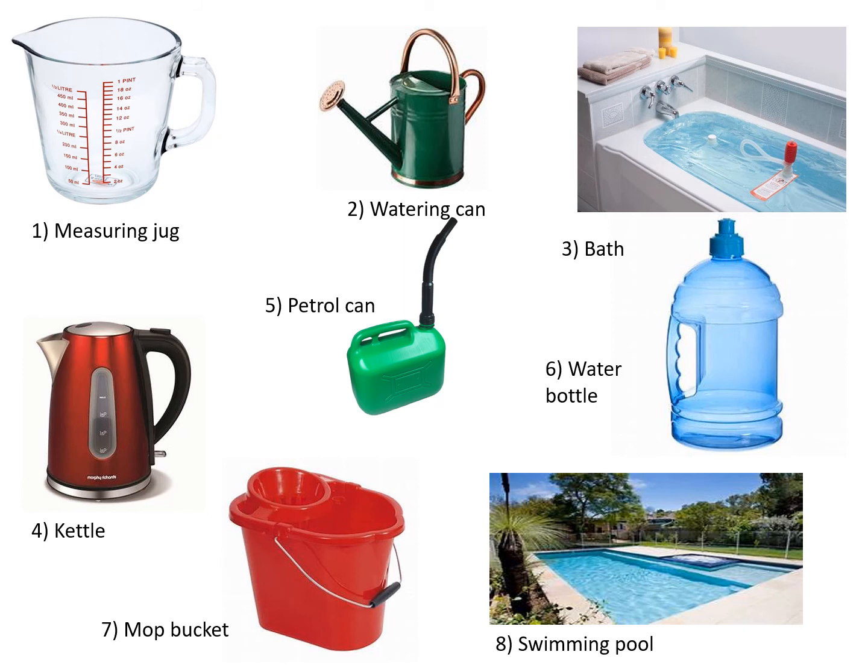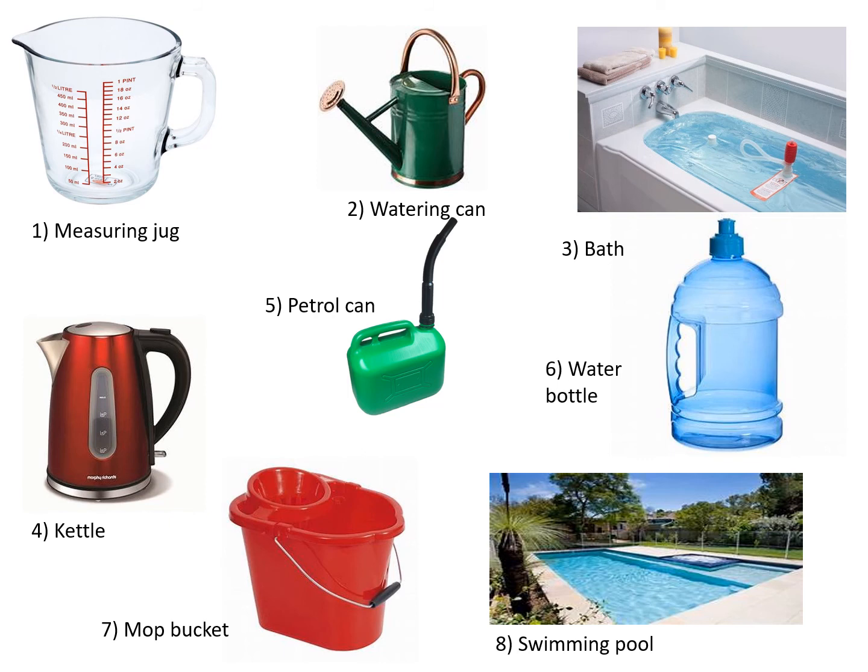Number 5, you may not have seen one of these. This is a petrol can. Number 6, a very large water bottle. And number 7 is a mop bucket. Number 8, one of my favourite things, is a swimming pool. Add up your score. How many did you get? Oh, super effort, well done.